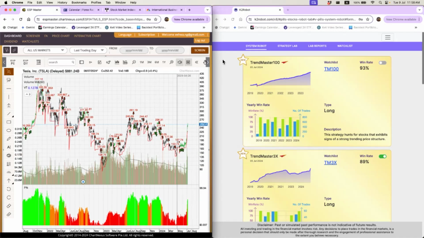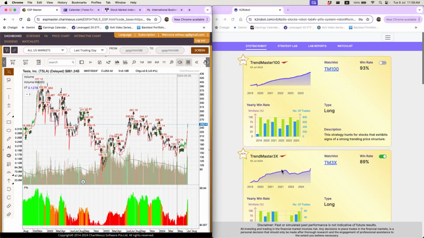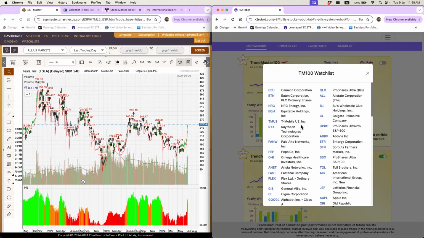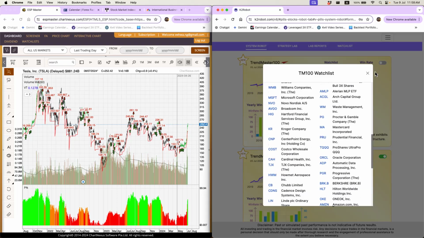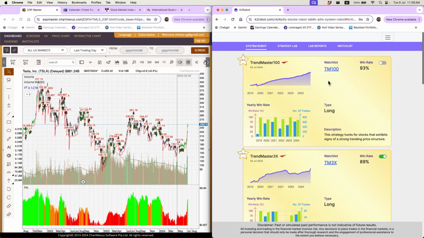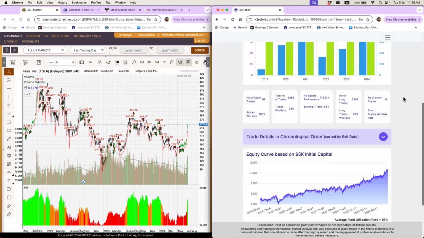This feature is only available in the TrendMaster series of strategies, of which we have three here: TrendMaster 100, 3X, and 38. Now let me explain what TrendMaster 100, 3X, and 38 mean. It's called TrendMaster 100, and the watch list is called TM100, which means we have picked the top 100 trending stocks to trade with this strategy. If you click inside this chart, you'll be able to see the historical performance of the robot.